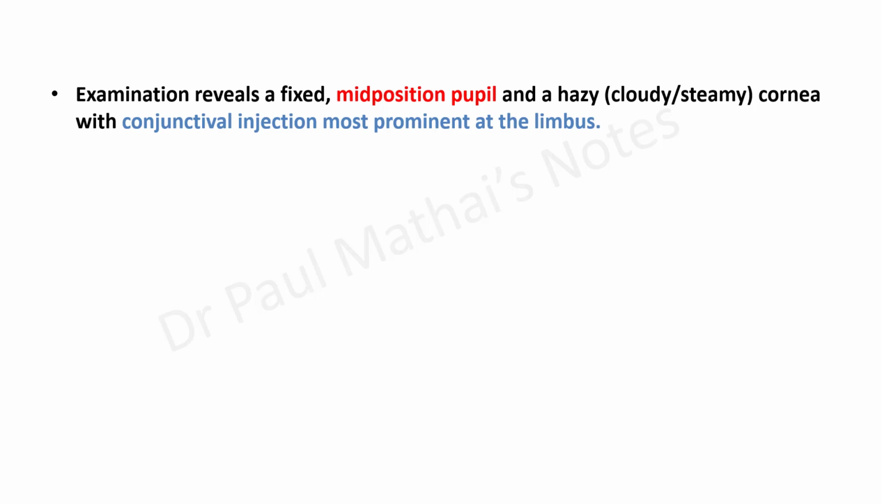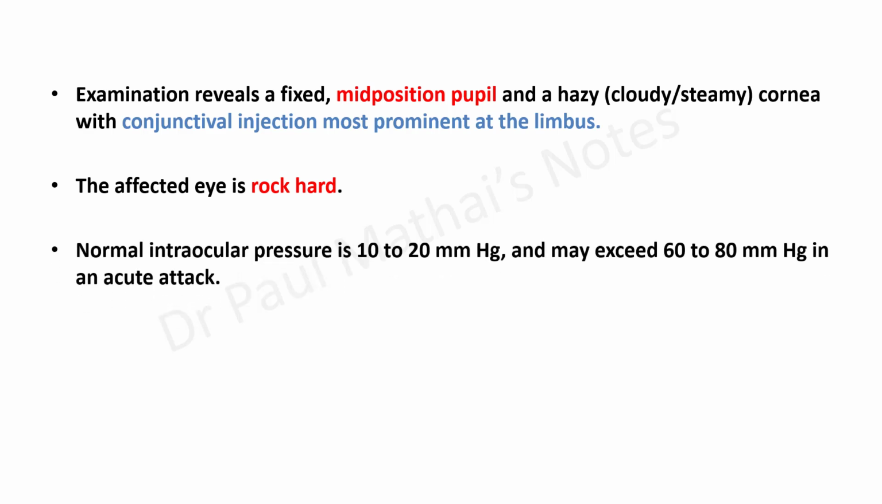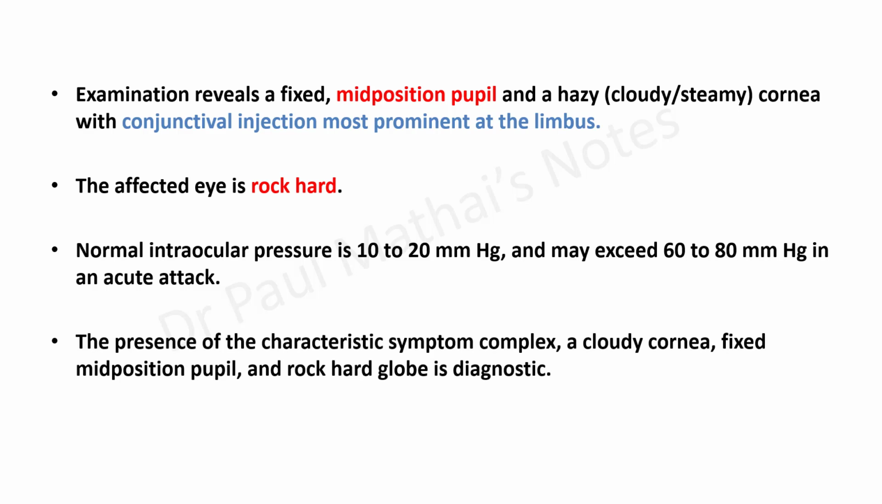On examination, we will see a fixed mid-position pupil with a hazy, so-called cloudy or steamy cornea with conjunctival injection most prominent at the limbus. The affected eye is rock hard. The intraocular pressure may exceed 60 to 80 millimeters of mercury in an acute attack. And the presence of the characteristic symptom complex, a cloudy cornea, fixed mid-position pupil and rock-hard globe is diagnostic.